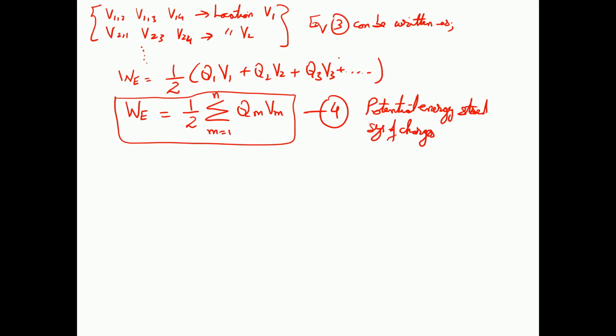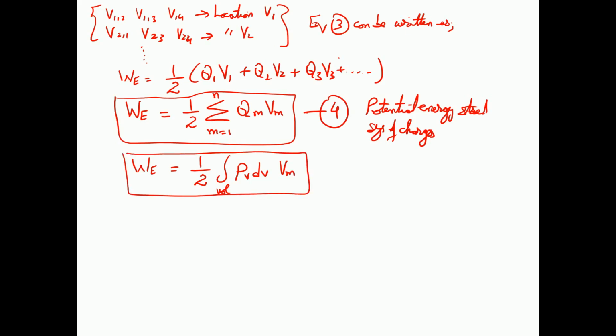charges. Which means that I can also find the potential energy stored if I have a continuous charge distribution, because the summation can be represented as an integral, let's say, of volume charge. Q will be replaced by its volume charge density, which is rho v dv, followed by the potential V. So this is expression 5, which is representing the stored potential energy for a continuous charge distribution.